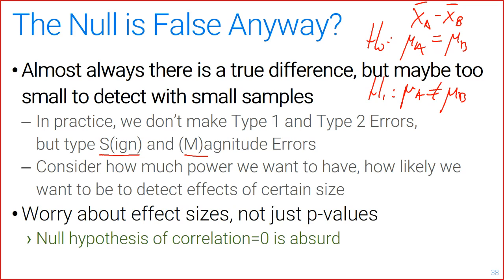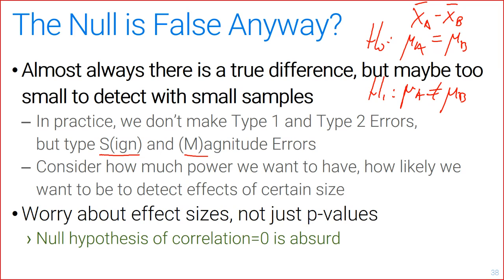So in reality, very rarely we commit type 1 and type 2 errors. What we make is type S and type M. And so we have to consider how much power we want to have, how likely we want to be able to detect effects of a certain size. We have to worry about the effect sizes, about the magnitude of the effect, not just the p-value.